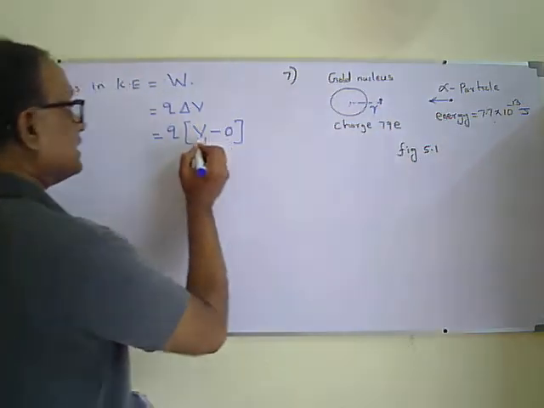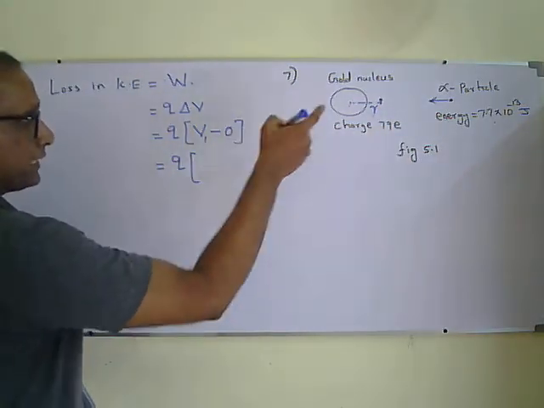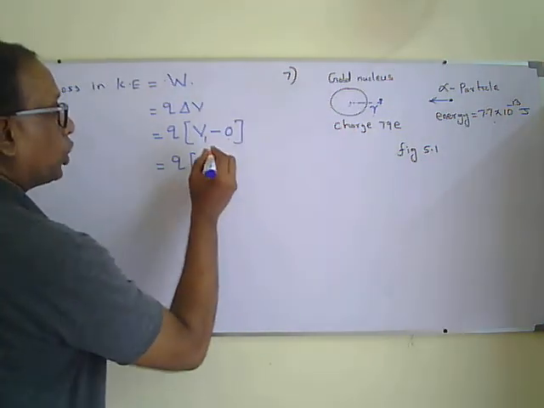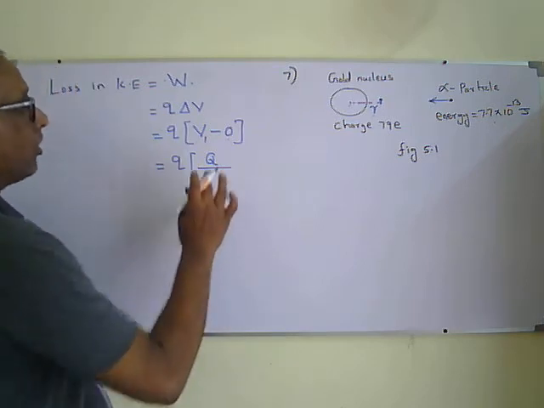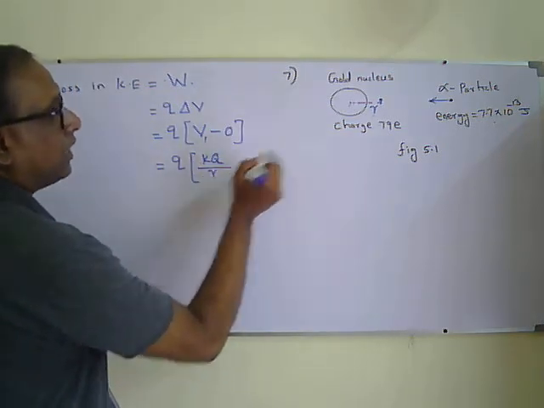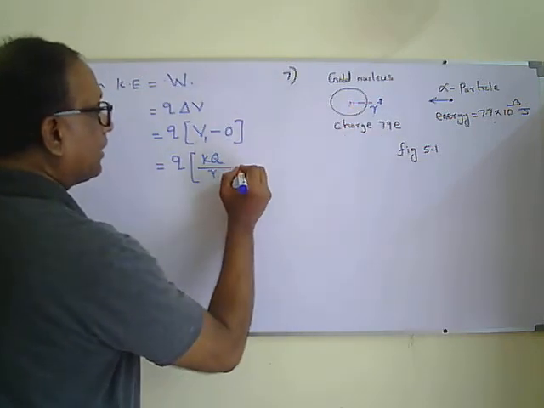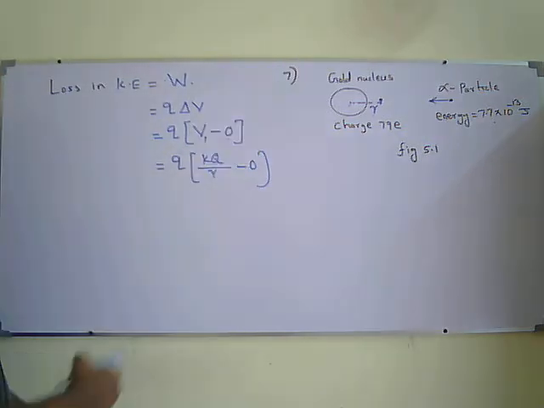So there the potential is V1. So I can say Q, the potential there, charge of the gold nucleus over 4 pi epsilon naught r, or I can say KQ over r. KQ over, I mark it on the diagram, r minus 0.